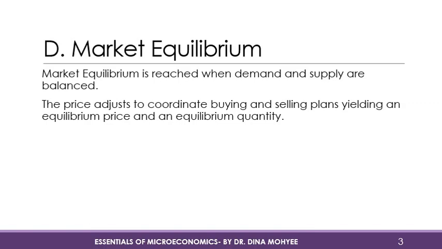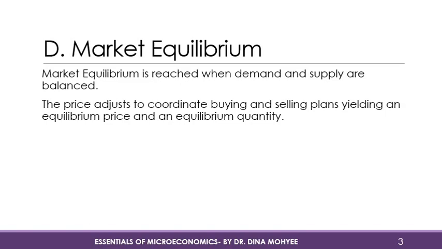The market equilibrium refers to a situation whereby the supply and demand are balanced, yielding an equilibrium price and an equilibrium quantity. The equilibrium price is the price at which the quantity demanded equals the quantity supplied. And this quantity is called the equilibrium quantity, which represents the quantity bought and sold in the market.